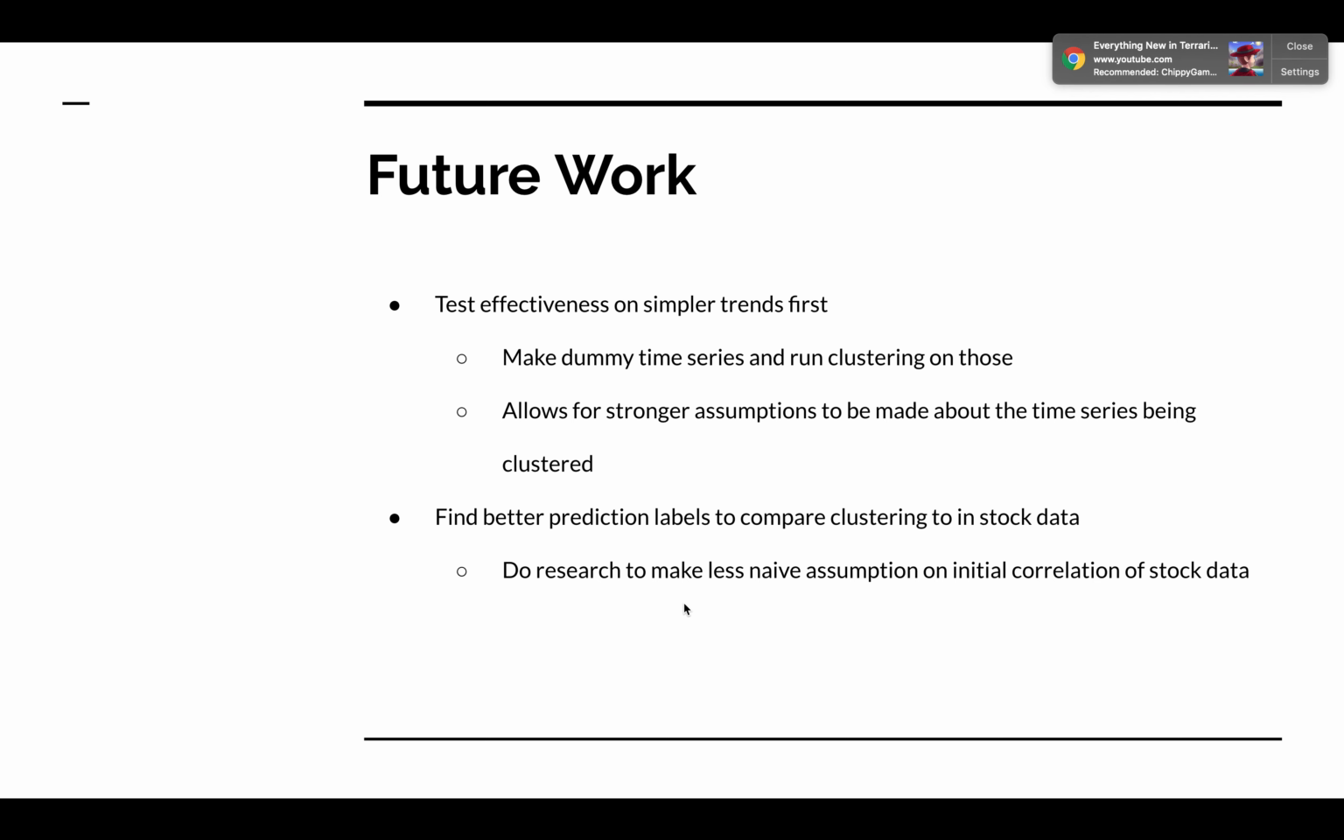Also, if I wanted to continue with stock data, I could try to find better true labels for the stocks, maybe based on some more research rather than just saying that stocks in the sector are going to be more correlated to each other than outside of the sector. That will be better for validation and determining whether or not my algorithm is actually performing well.